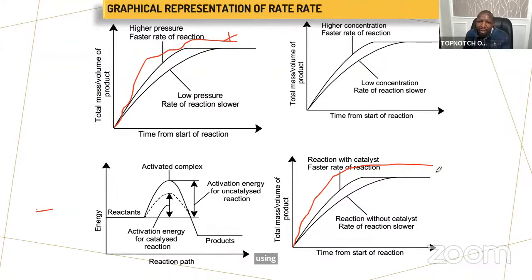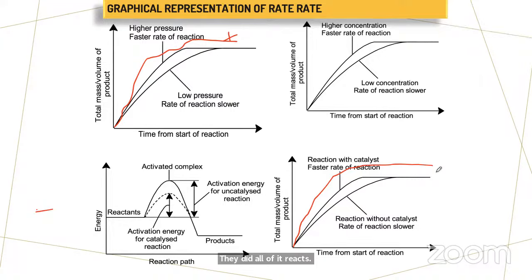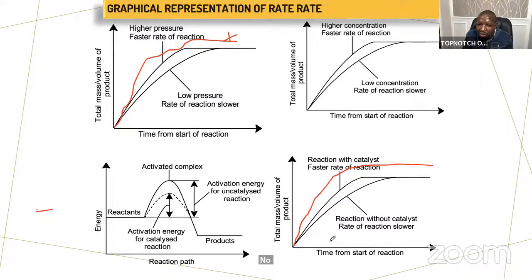The only scenario whereby we produce a higher volume is when we are using an excess solid reacting with a dilute acid. Like, we can have excess calcium carbonate reacting with 1 molar HCl. So what does it mean? When the calcium carbonate was reacting with HCl, did all of it react? No. It did not all react.